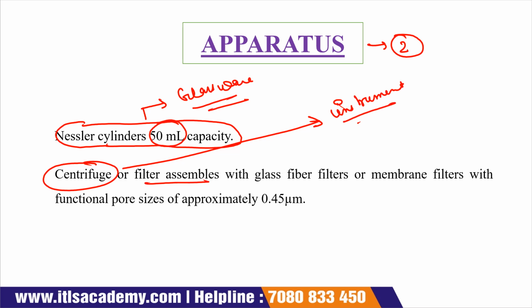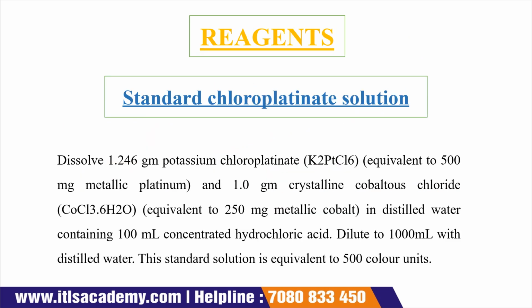The centrifuge or a filter assembly with a glass fiber filter or a membrane filter with a functional pore size of approximately 0.45 micrometers is used. So here we use two things: one is glassware and one is an instrument. Now the next one is the reagent. There are some reagents that we also use. The first reagent is that we have to prepare a standard chloroplatinate solution.